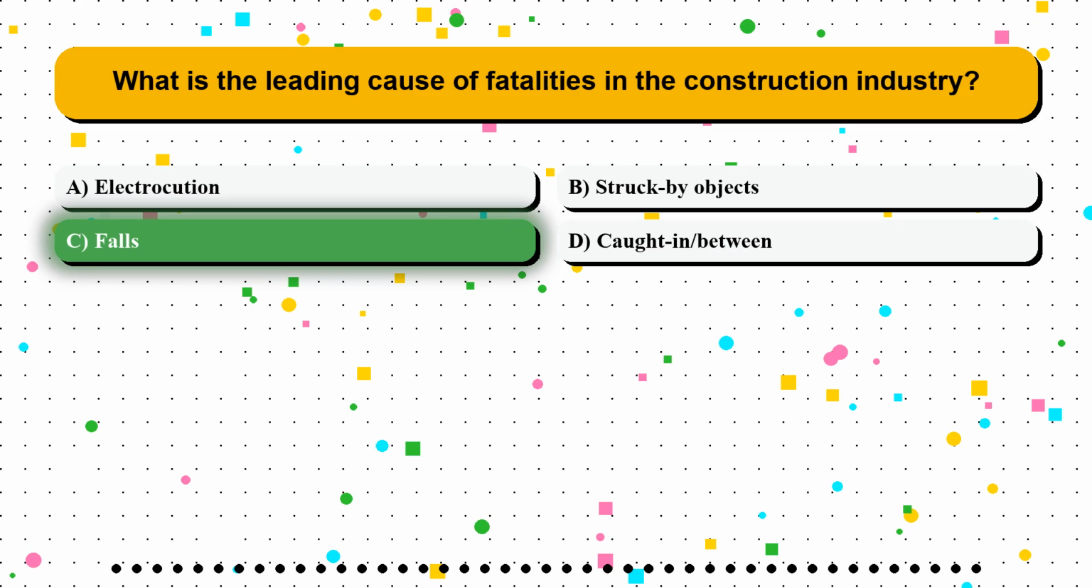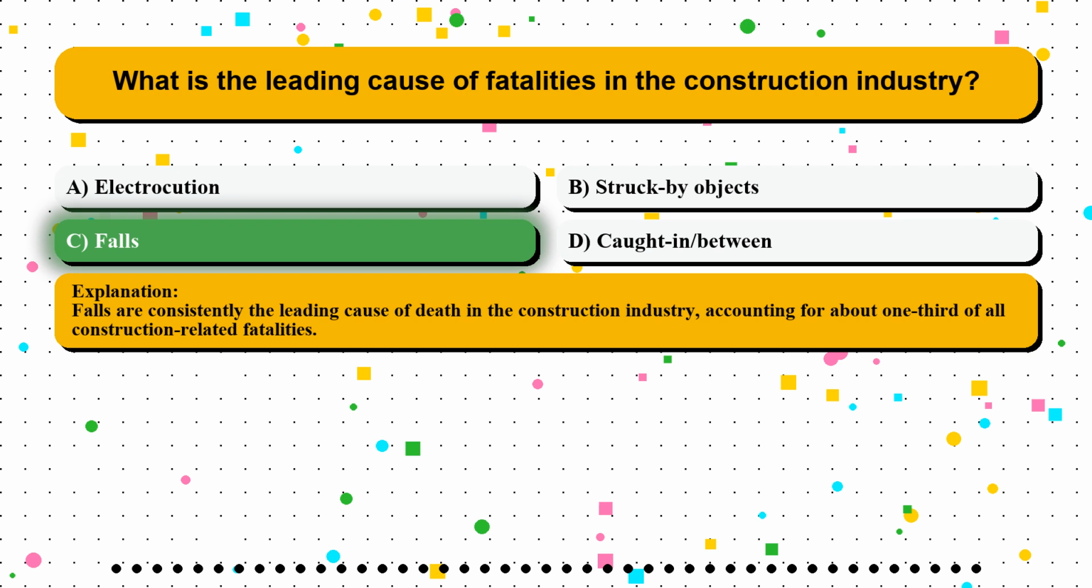The correct answer is option C, falls. Falls are consistently the leading cause of death in the construction industry, accounting for about 1/3 of all construction-related fatalities.